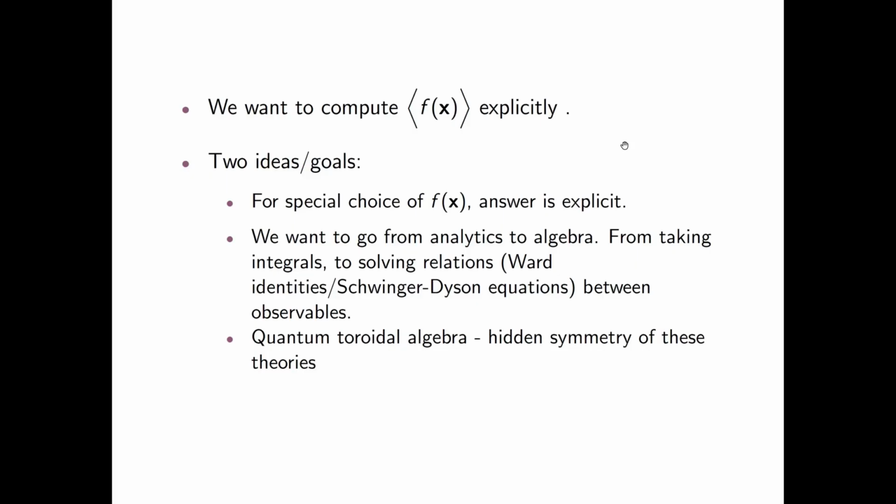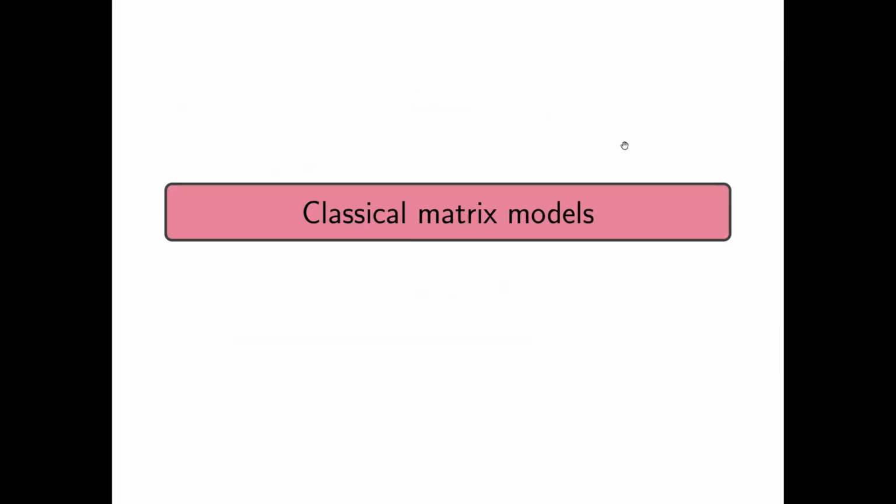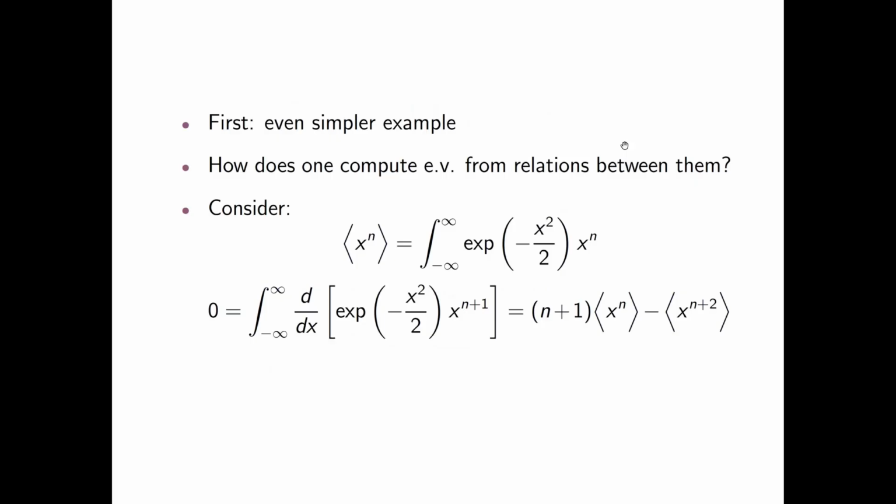Okay, now let me finally finish with the introduction and proceed to discussing just classical matrix models. I'll be brief with that, because I hope things are quite simple. So let's start with an even simpler example, not even a matrix model, but just a one-dimensional integral. Let's consider what nice way there is to compute moments of the Gaussian distribution. So you want to compute the expectation value of x to the n.